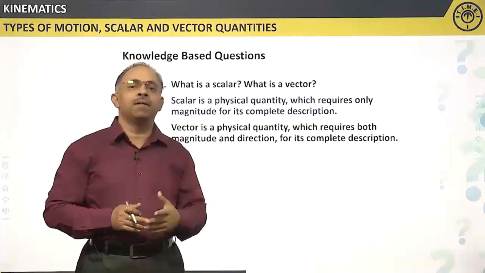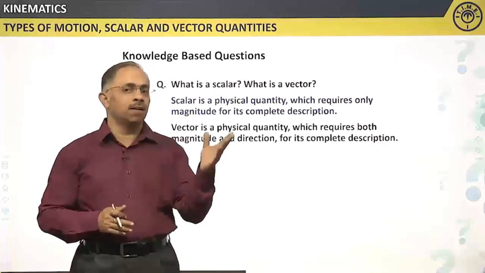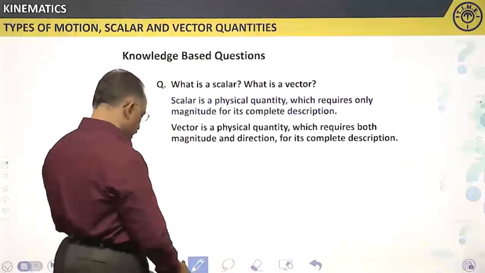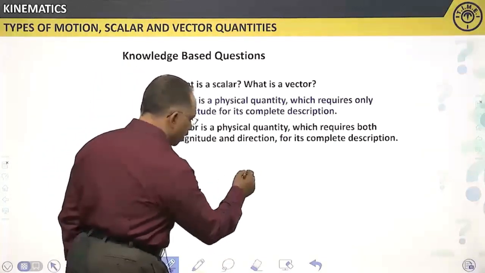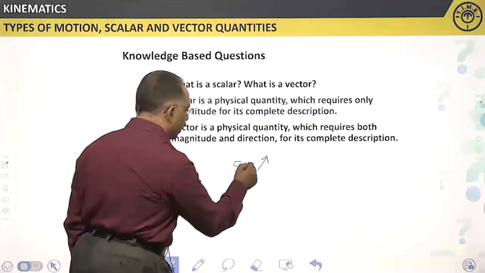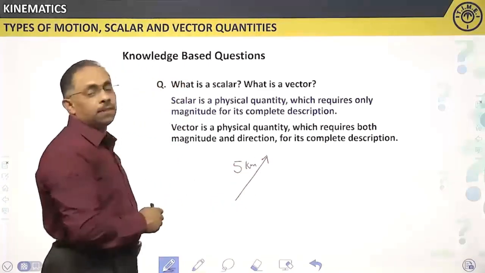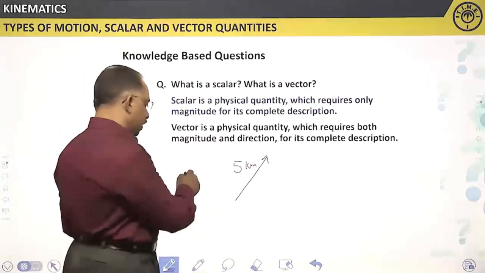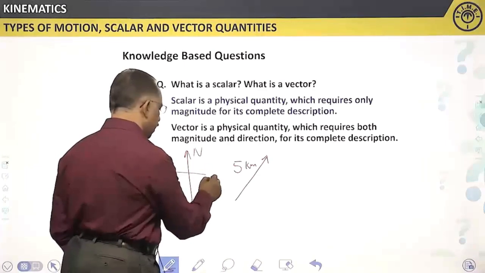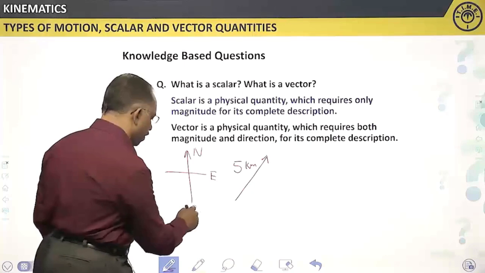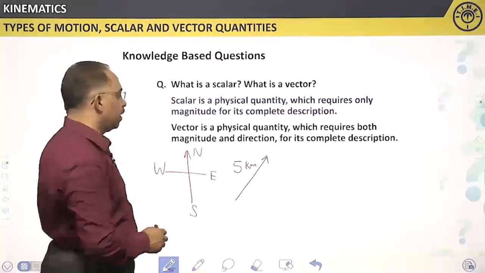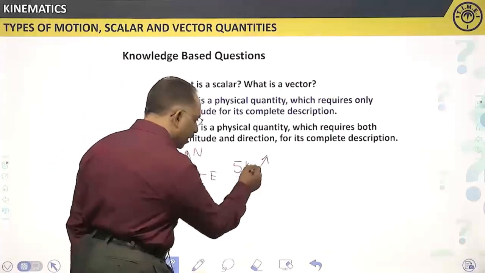If I have a displacement of 5 meters, say along north of east, making some angle, let us take an example to understand that. If I have a vector like this, I will say 5 kilometers is the displacement of the body along north of east. I will say this is the north, this is east, this is south, and this is west.